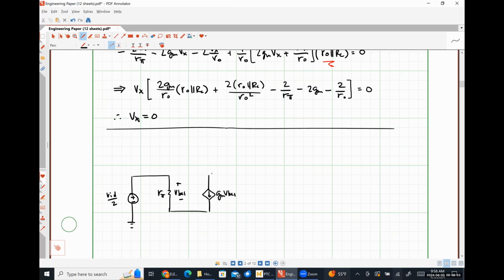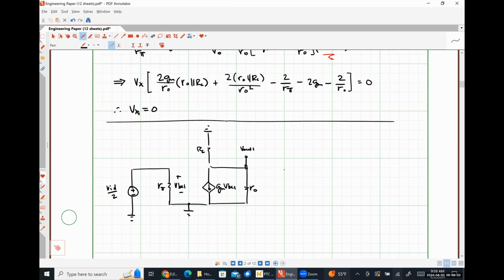VBE1. R naught. Actually, I don't need the one there. Sorry about that. I'm going to tie this emitter to ground because we just figured out that emitter node is essentially at ground. Here's RC. Here's V out 1. Let me put the same thing on the other side. R naught.